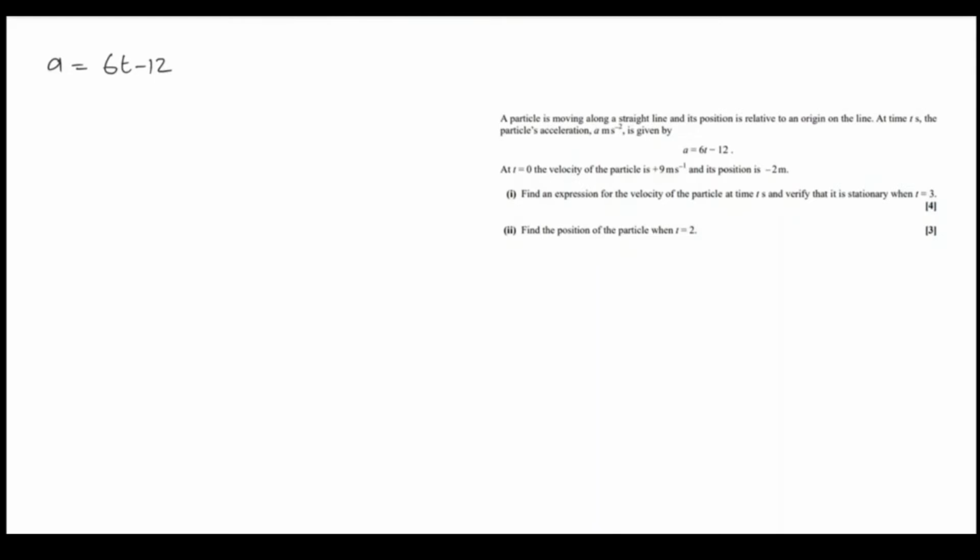So let's just start with the information we have. We have an expression for the acceleration. To go from acceleration to velocity, we're going to need to integrate. Integrating acceleration with respect to t is going to give us velocity. So we're integrating 6t minus 12. Just following the normal integration process, increase the power and divide the coefficient by the new power. That gets us 3t squared minus 12t plus c.